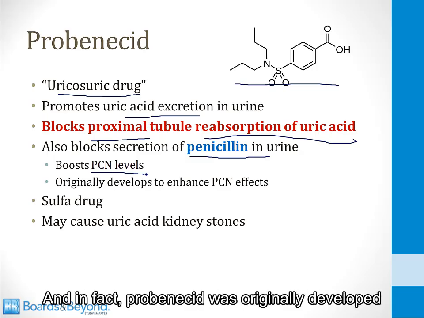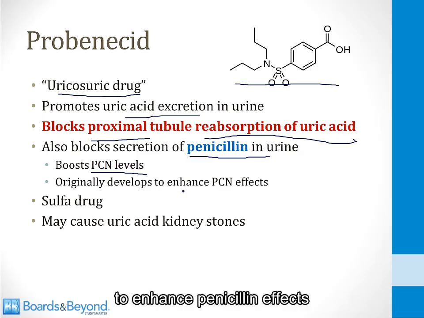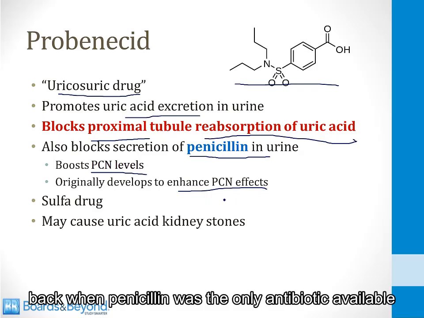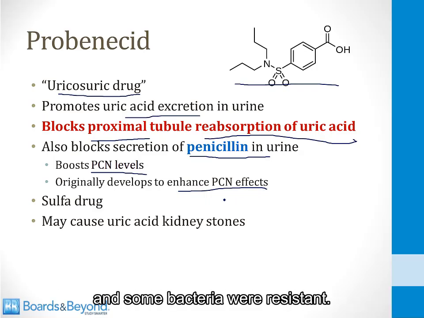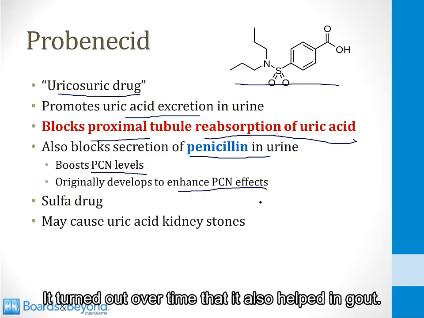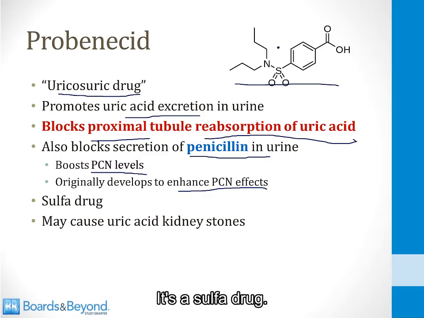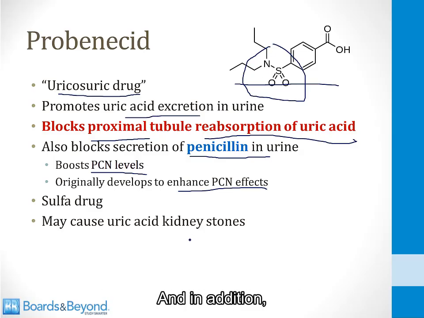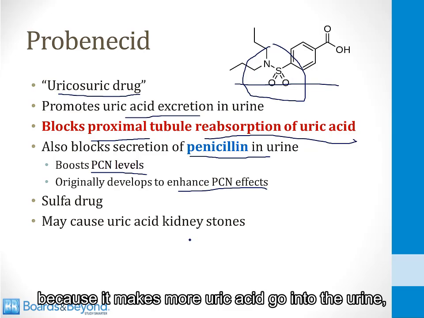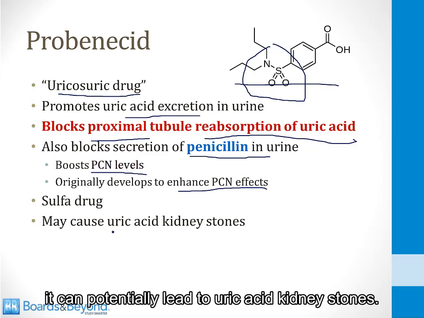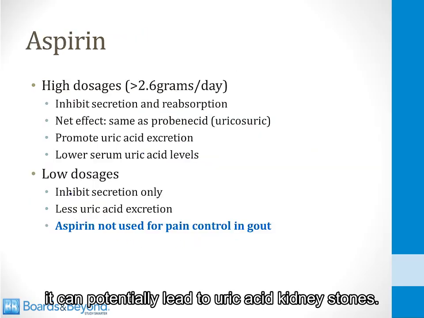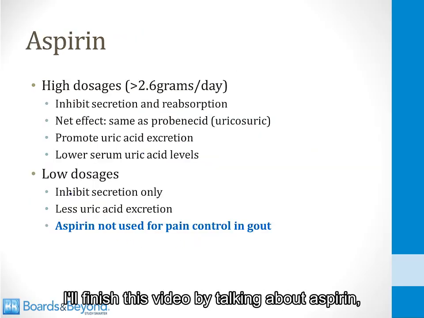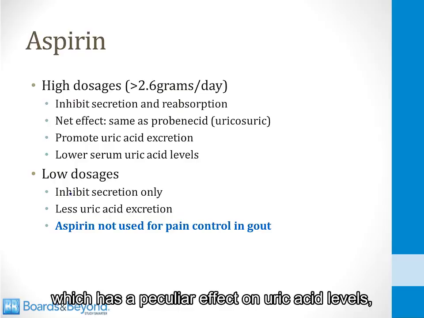And in fact, probenecid was originally developed to enhance penicillin effects back when penicillin was the only antibiotic available and some bacteria were resistant. It turned out over time that it also helped in gout, and now it's mostly used for gout. It's a sulfa drug. It has a sulfa moiety in it, so patients who are allergic to sulfa may have an allergic reaction to this drug. And in addition, because it makes more uric acid go into the urine, it can potentially lead to uric acid kidney stones.